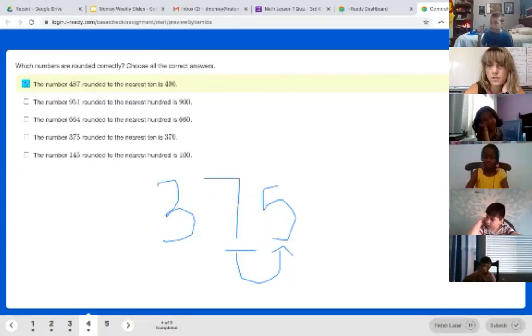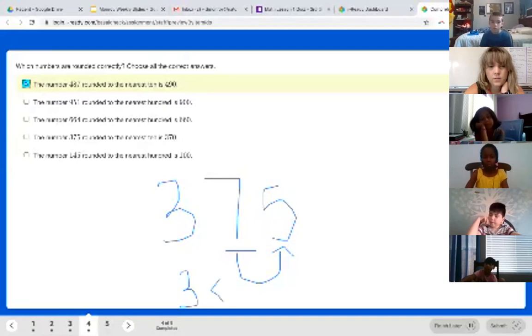Oh, sorry, my screens are moving here. And then that number in the front stays the same. We decided this would become an 8, and then the number in the back zeroes its name. So is 375 rounded to the nearest 10, 370? Nope.